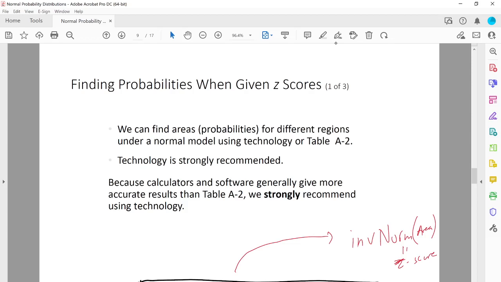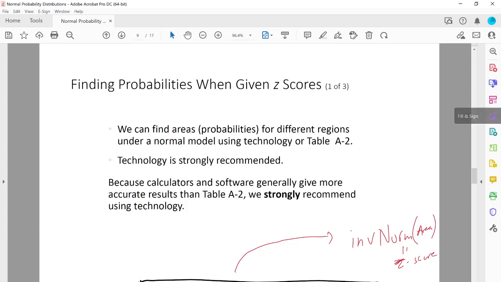We can find the areas and probabilities for different regions under a normal model using technology or a given table. If you check your textbook, there is a table called the A2 table. I'm going to show you that while doing some problems from the homework. You can use either technology like the TI-83/84 calculator or the table for finding the areas or probabilities.